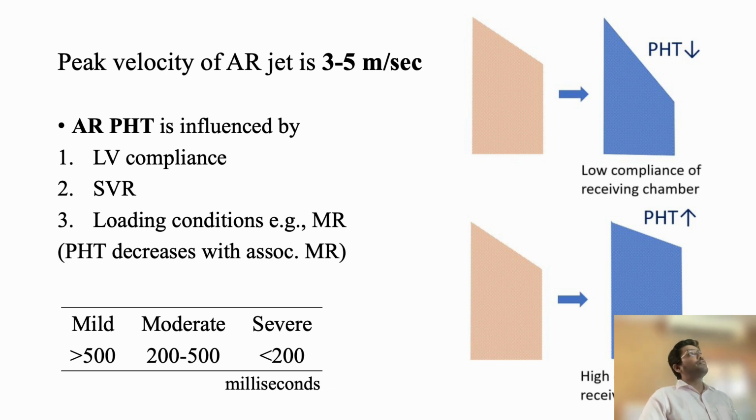For example, if compliance is concerned here, if the LV has low compliance, suppose the patient also has diastolic dysfunction, the pressure half time will be reduced to a lesser value, so the pressure will equalize much faster, so PHT will become less, though the AR is not that severe. Whereas if the patient has high compliance of the receiving chamber, suppose the LV is already dilated, then even if the AR is very severe, the PHT will be higher.